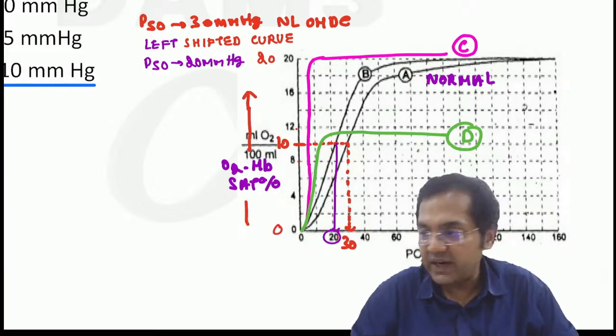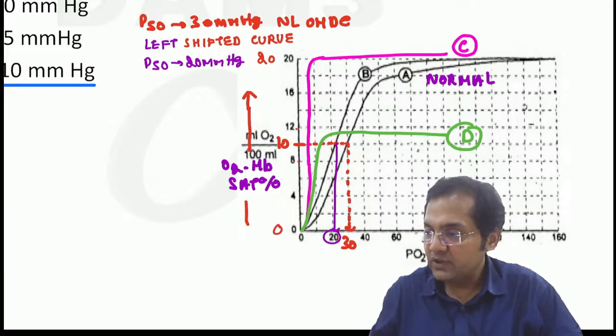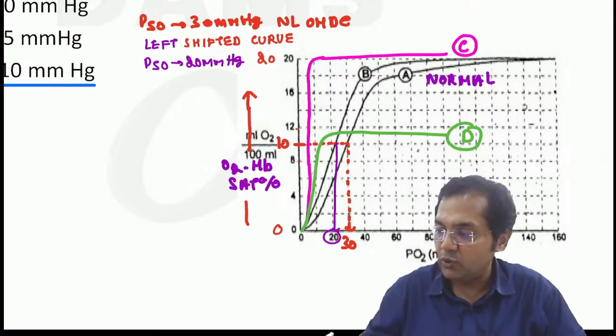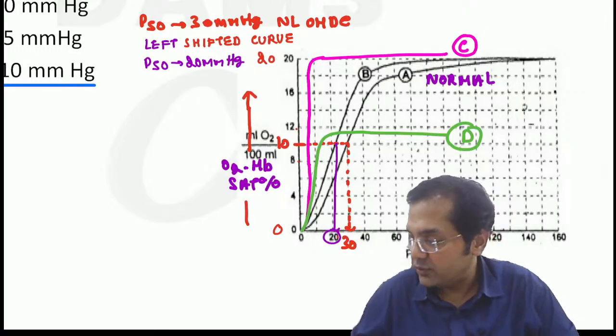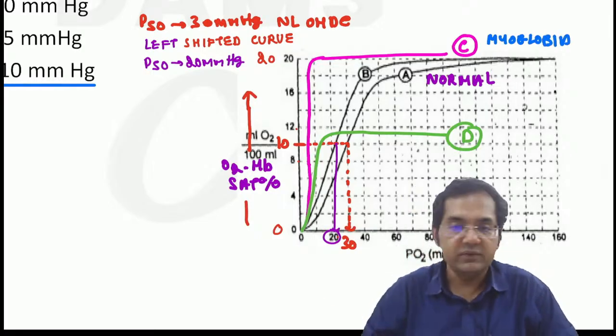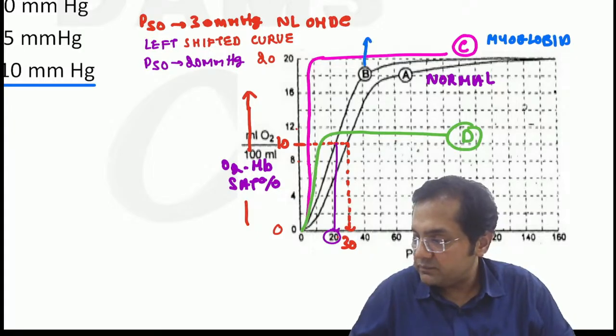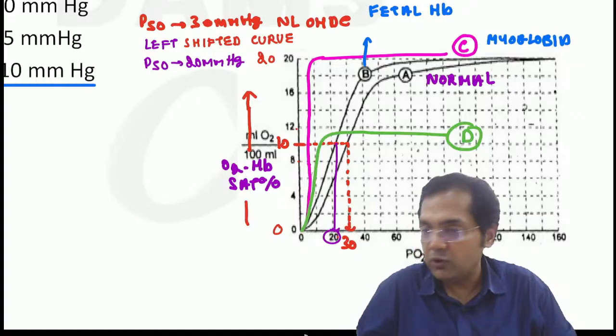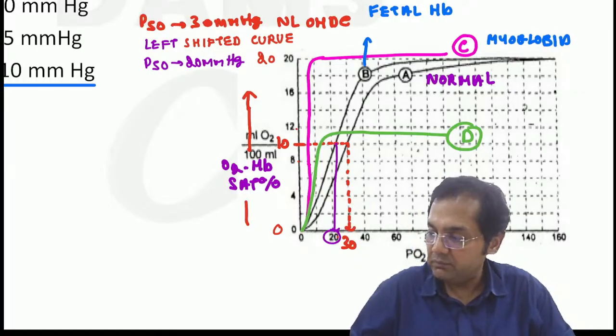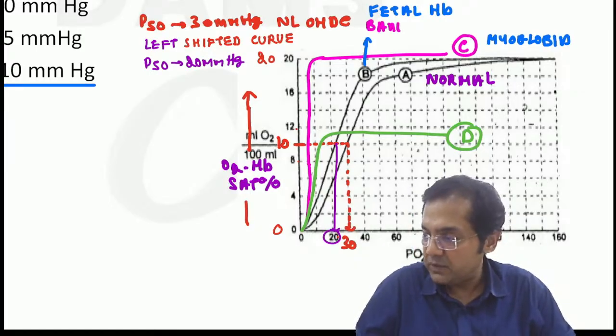And I won't be writing the answers today for you because all of you know. Which one out of B, C, D is myoglobin? Quick. Very good. C is myoglobin, extreme left shift, rectangular hyperbola. B could be fetal hemoglobin or bank blood stored in the blood banks.